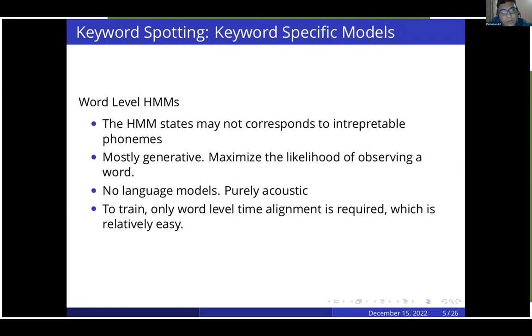Now, the good thing about word level HMMs is that it will actually capture all the co-articulation, all that kind of stuff. But one negative thing is that the states of the HMM may not correspond to interpretable phonemes, and mostly they are generative models.